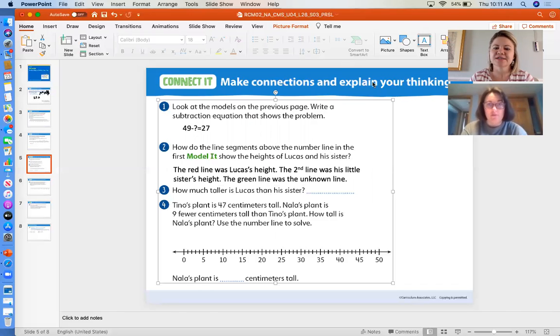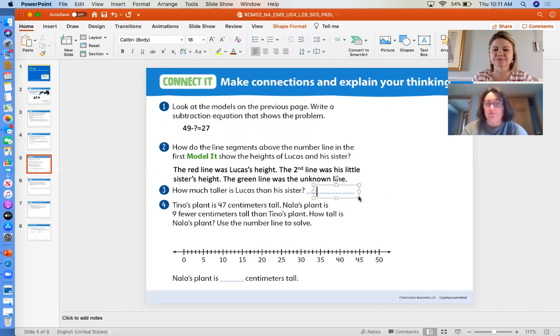Okay, and then the answer. How much taller is Lucas than his sister? Well, what were our hops? Our hops were 22. So how much taller? 22 inches.